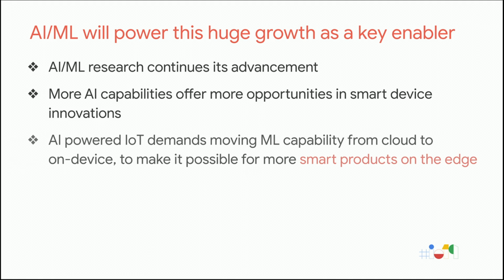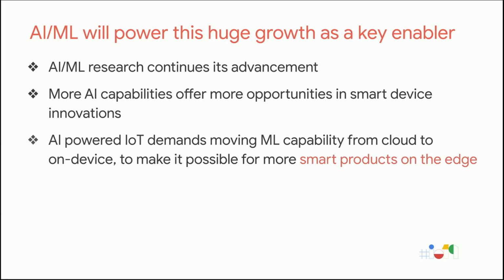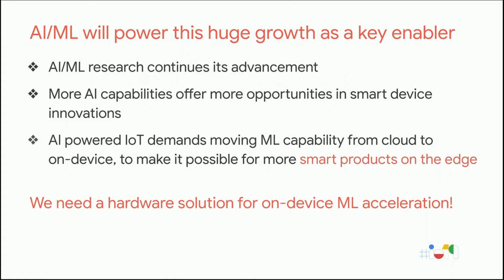So as more devices at the edge require machine learning, we really need a solution to bring machine learning onto the device at the edge. We need a technology, especially hardware, to bring machine learning acceleration capability right onto the device. So in a nutshell, smart device growth demands bringing machine learning to the edge, to the device, and we need a solution for that. So let me introduce to you what Google has made for developers around the world to answer this industry demand.